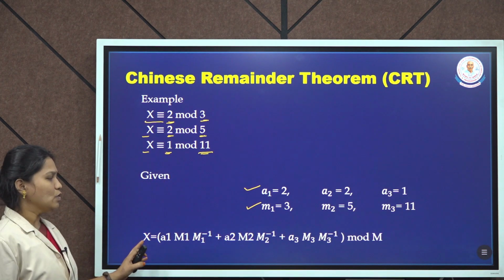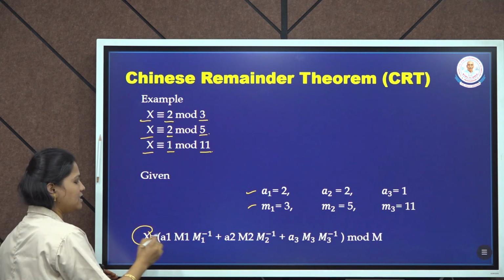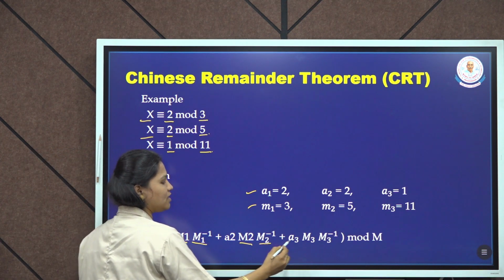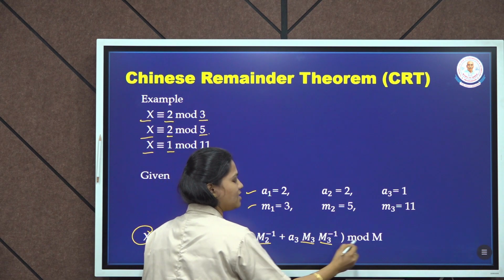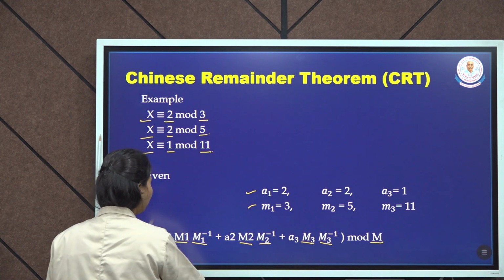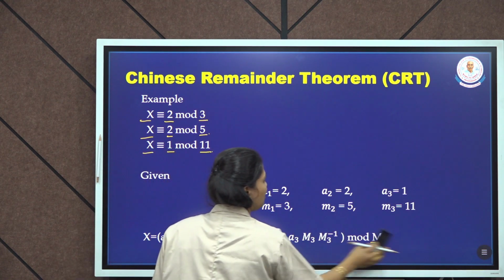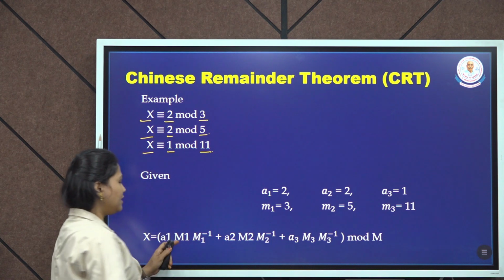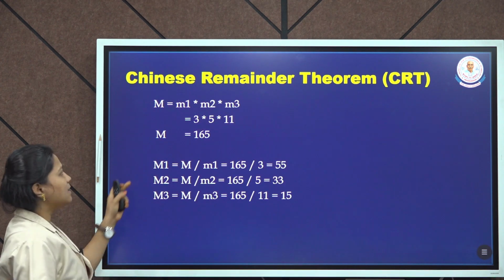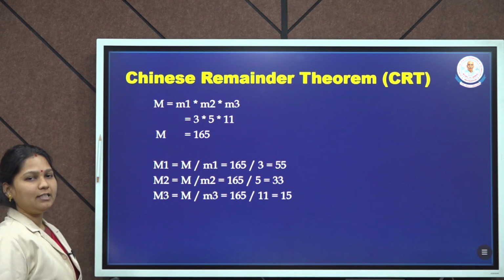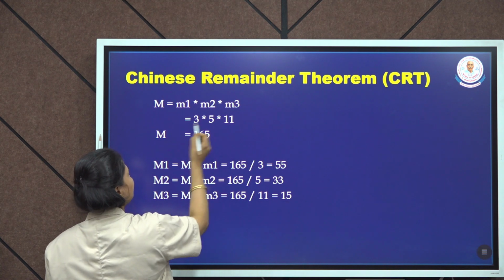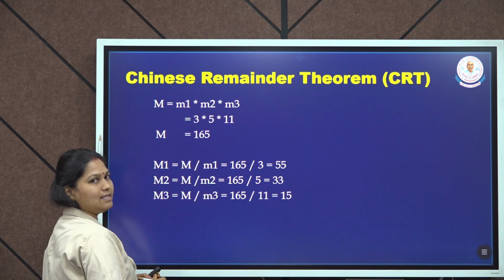Now we are going to find the x value, which means we need capital M1, M1 inverse, capital M2, M2 inverse, capital M3, M3 inverse and capital M values also. So now we are going to find the capital M value first. From that we are going to find M1 and M1 inverse values. So capital M is equal to small m1 into small m2 into small m3, which is 3 into 5 into 11. So the capital M value is 165.